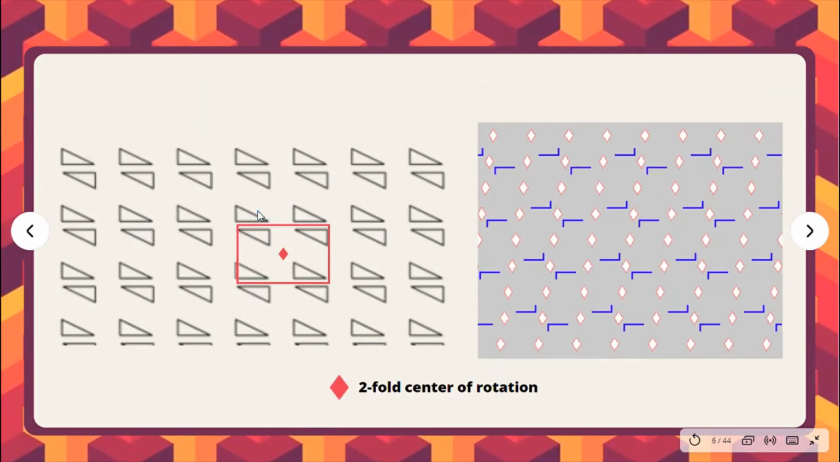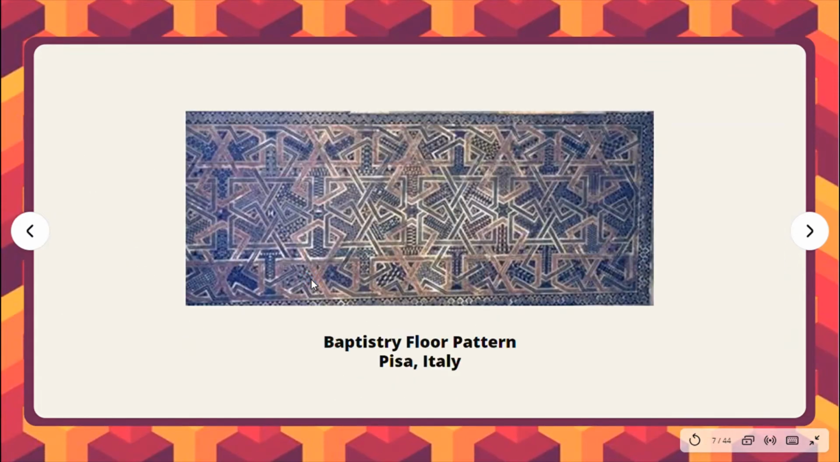Let us visualize here. Looking at the right picture first, we have a red diamond. This depicts a 2-fold center of rotation, which can be applied here. We can see that this is the fixed point of rotation. We can see that this triangle is rotated at a 180-degree angle using a counterclockwise motion in the plane. Here is a real-life example.